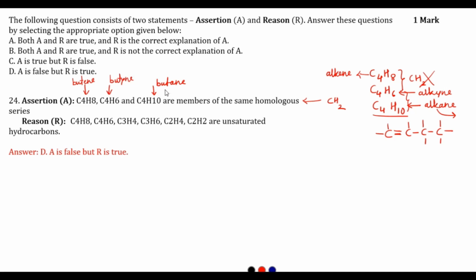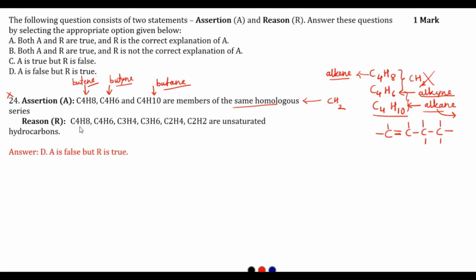So butane is a member of the alkane homologous series here. Then butyne, it is a member of the alkyne homologous series. Butene is a member of the alkene homologous series. These cannot be members of the same homologous series. Therefore, the assertion is false. We understood the assertion is false. Now we will come to the reason.